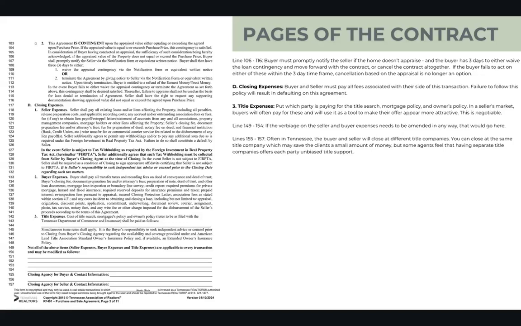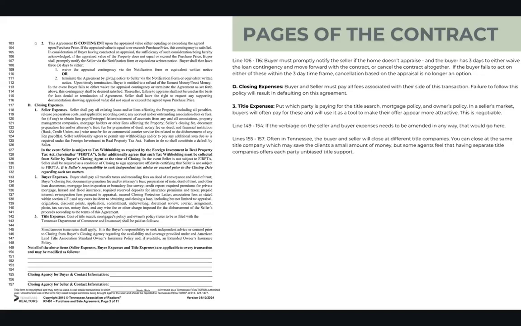D covers closing expenses. So the buyer and seller must pay all fees associated with either side of the transaction. Failure to follow this policy will result in defaulting on the agreement. And title expenses. So you're going to put which party is paying for the title search, mortgage policy, and owner's policy. In a seller's market, buyers will often pay for these and will use it as a tool to make their offer appear more attractive. And this is, of course, negotiable.